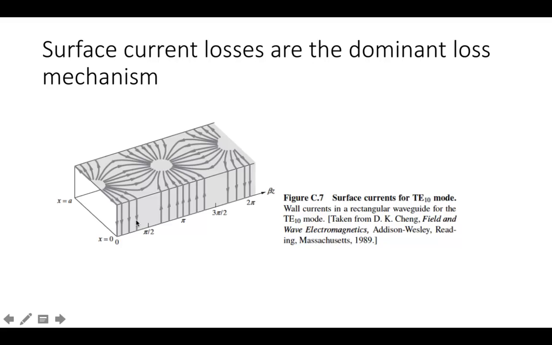Okay, so the loss due to surface currents is the dominant loss mechanism, and here's an example of a rectangular waveguide, dimensions A and B, and an illustration of what the surface currents look like in the TE10 mode. So you can see they're distributed as such in the surface of the waveguide material.